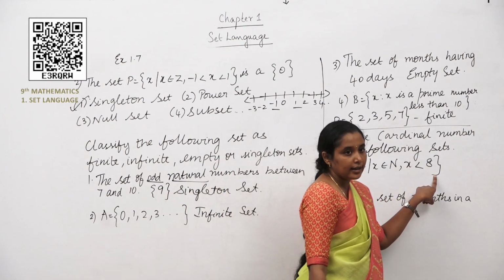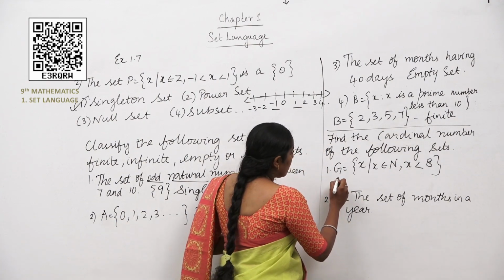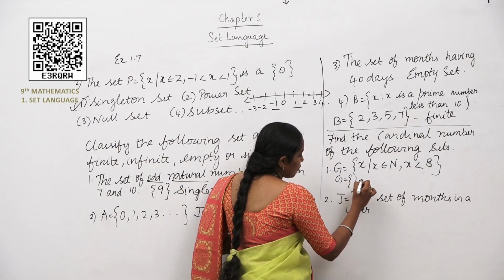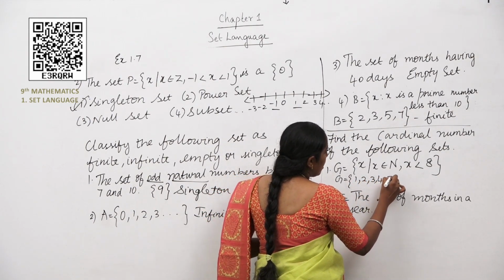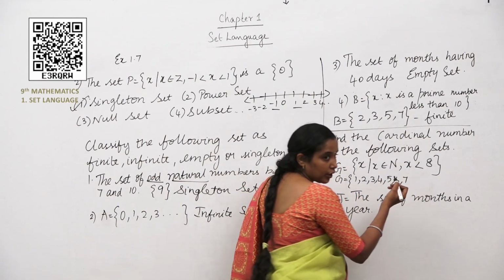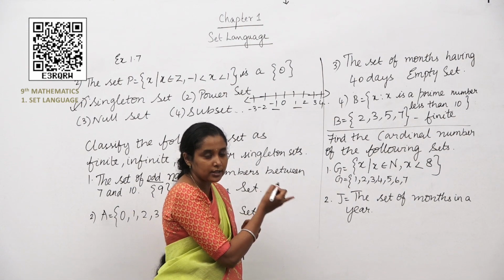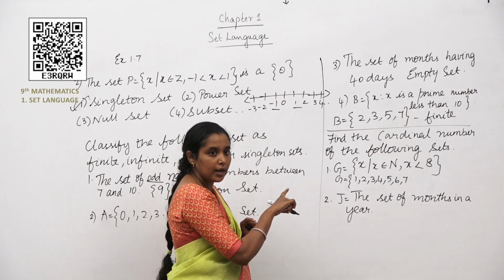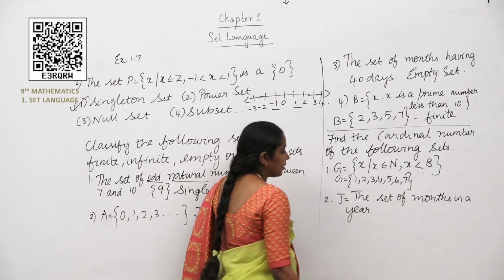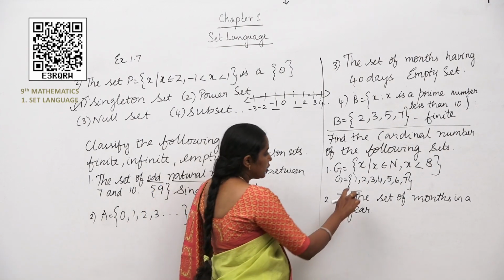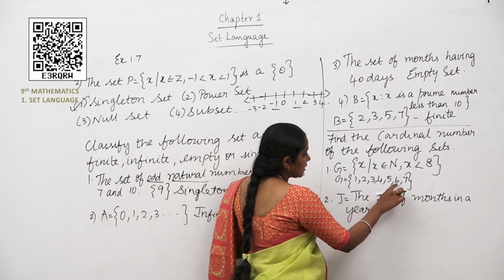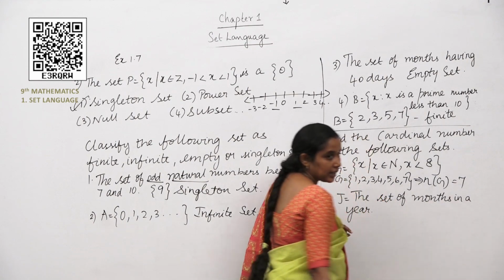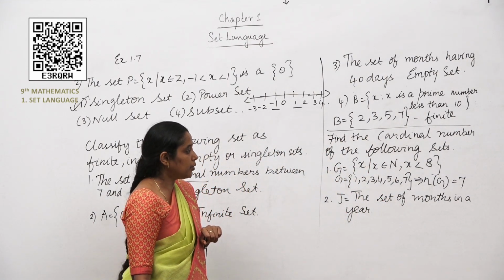So x less than 8. Here, how will you write this? G is equal to, only less than 8 is given. So it starts from 1, 2, 3, 4, 5, 6, 7. Do you have to write 8? No, you should not write 8 because it is given as less than 8. Suppose if it is given as less than or equal to 8, then you have to include 8. So here you write till 7. What is n of G equal to? How many elements are there? 1, 2, 3, 4, 5, 6, 7. So n of G is equal to 7. The number of elements in set G is 7.